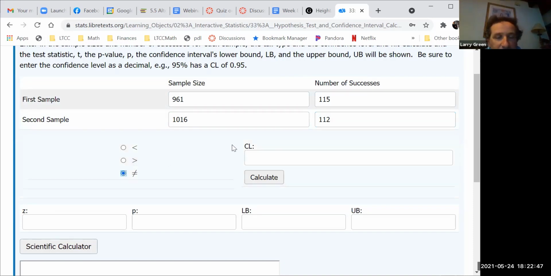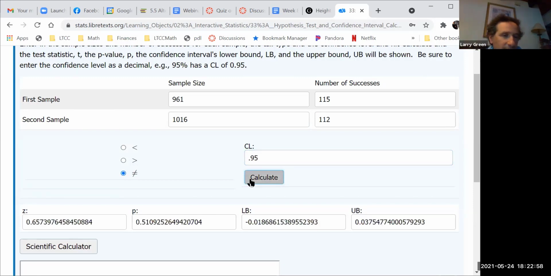We had a not equal to for our alternative hypothesis. Let's use 0.95 for the confidence level. That way we can get everything at once. And I hit calculate. Any questions on that? Okay, Z equals 0.657, etc. That's the test statistic. So if I ask you for the test statistic, that's this guy. The p-value is right here.